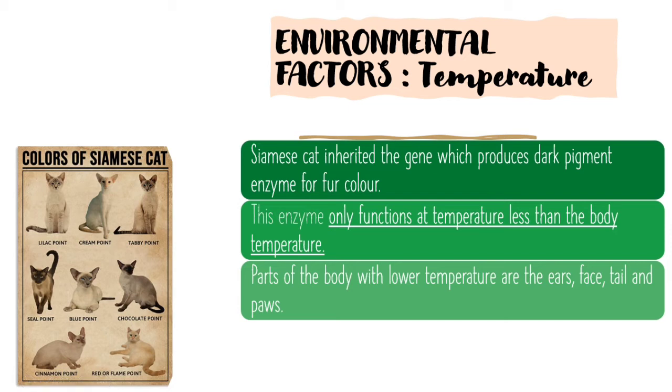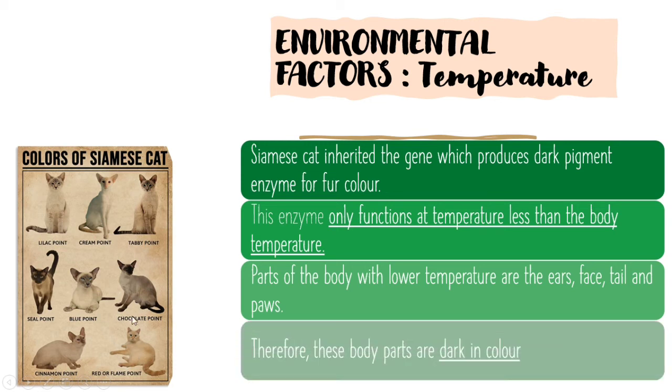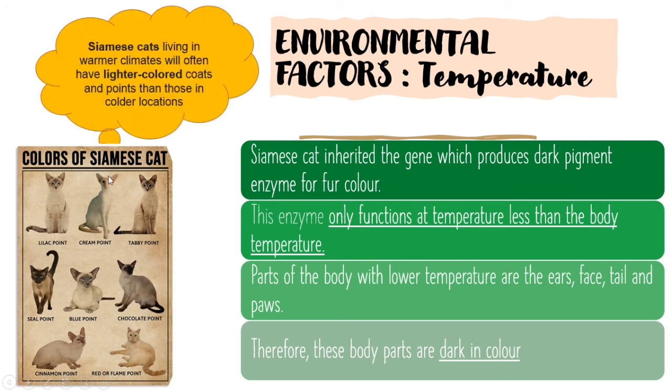Look at the picture of the Siamese cat, the different color of the fur. Therefore the body parts are dark in color: the ears, the face and the tail are dark in color. Siamese cats living in warmer climates will often have lighter colored coats and points.